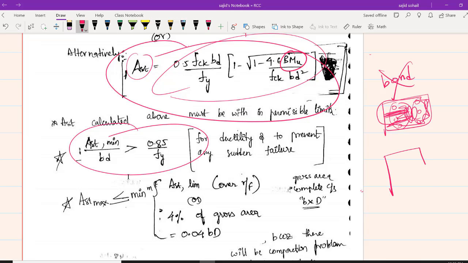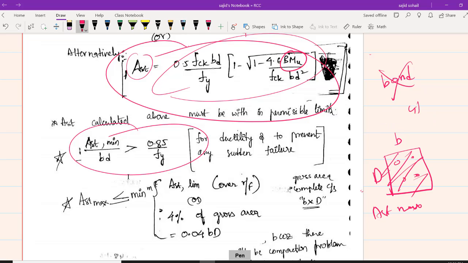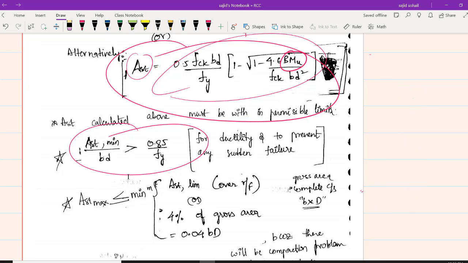Therefore we have one formula for AST max: whatever steel bars you have, it should not be greater than 4% of gross area. If this is B and this is your D, it is a rectangle, so 4% of BD. It should stay below that. This is your AST max. Maximum you can go up to 4%. Did you understand the concept? If you provide more reinforcement, let us say 6%, 7%, then compaction becomes difficult. You cannot compact the concrete. So AST maximum you can provide is 4% of your gross area.